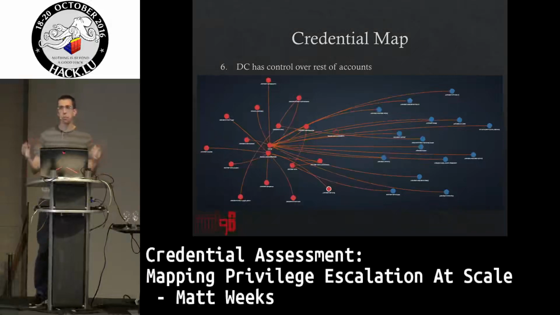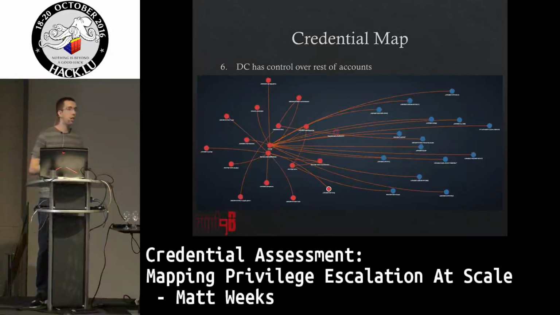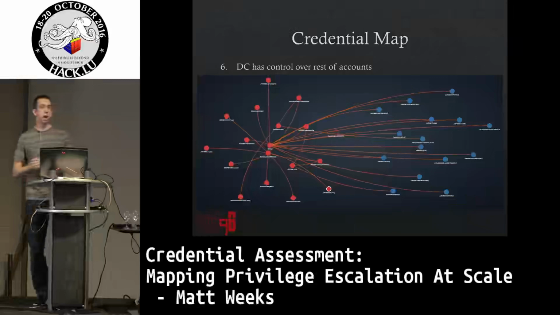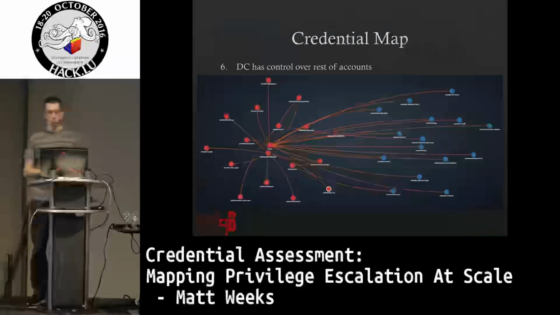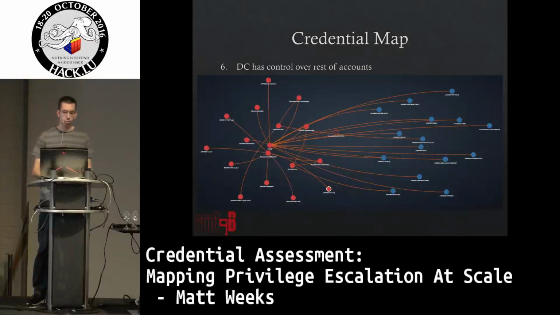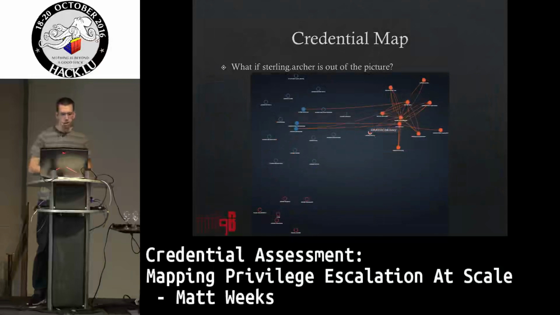So this is a pretty common pattern. We've simplified it here to just a few tests. But in most of the networks that we go and do a credential assessment on, we can automatically find a path to domain admin from 99% of the systems on the network. And so this is, again, a very common layout of what that network looks like. We also see a lot of non-shortest paths as well throughout the network.